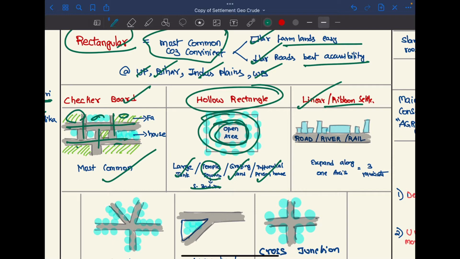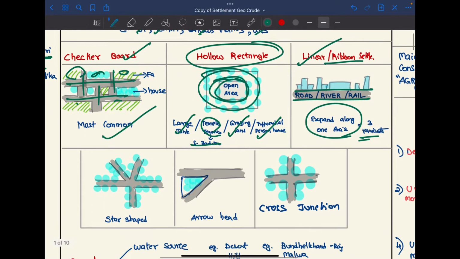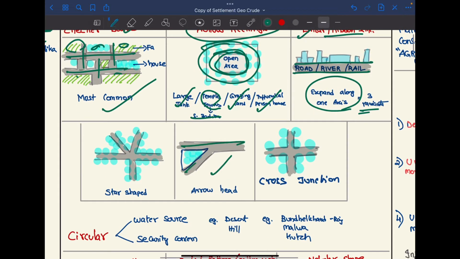Next, we have linear or ribbon settlement along a road, river, or rail. The settlements expand along one axis. There are three variants of this. The first variant is arrowhead, where there is a confluence of two roads.